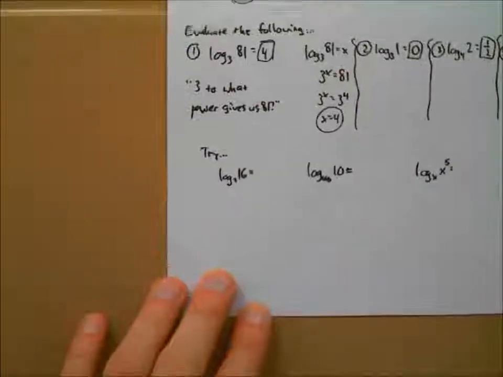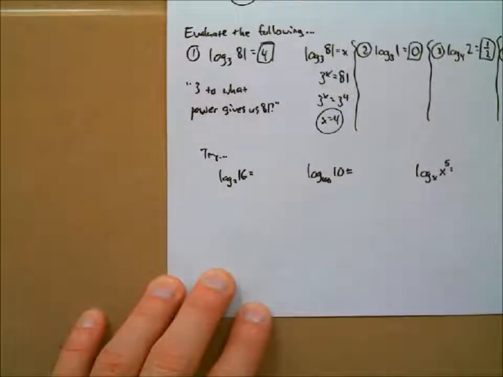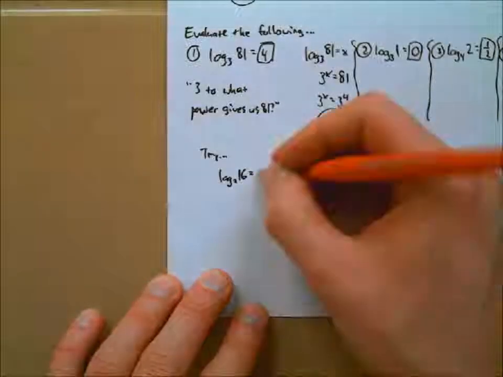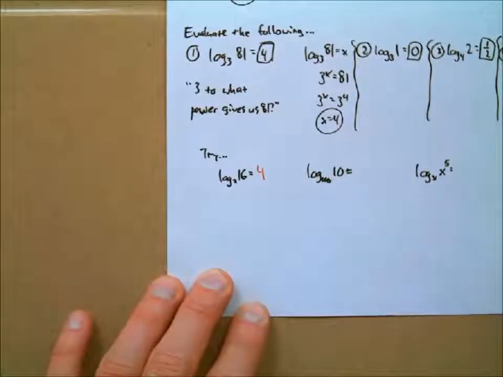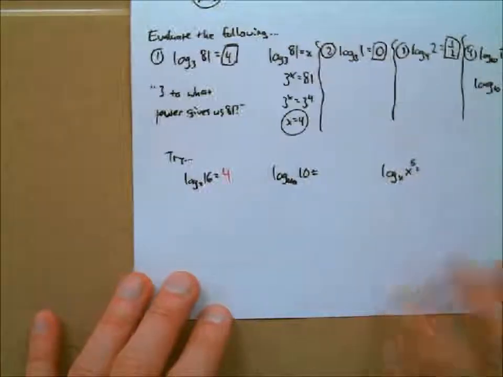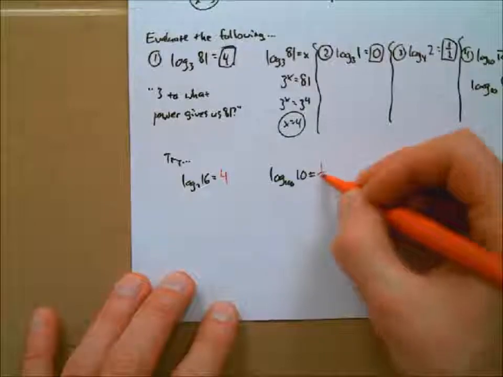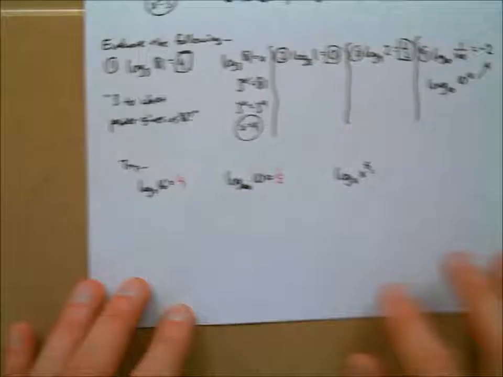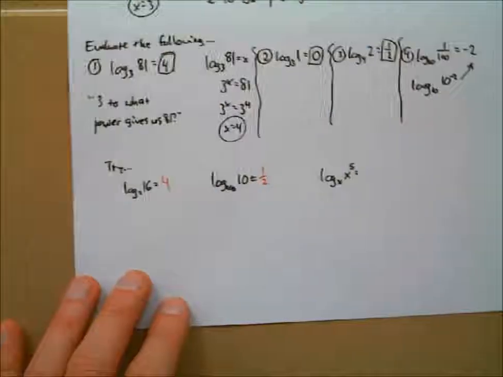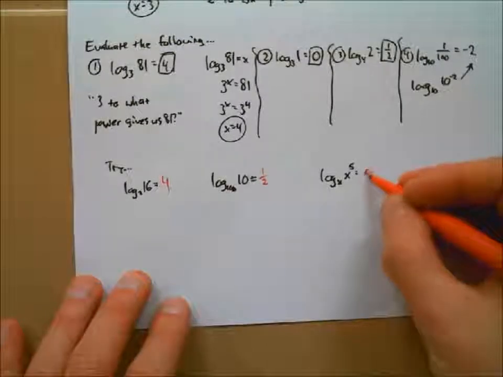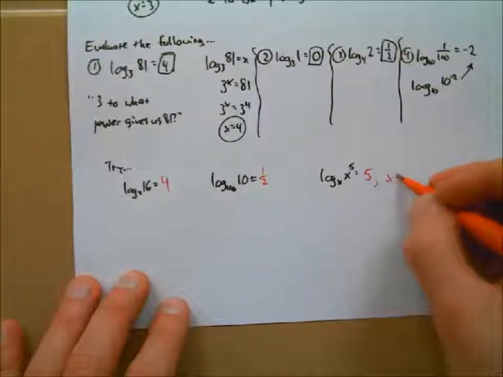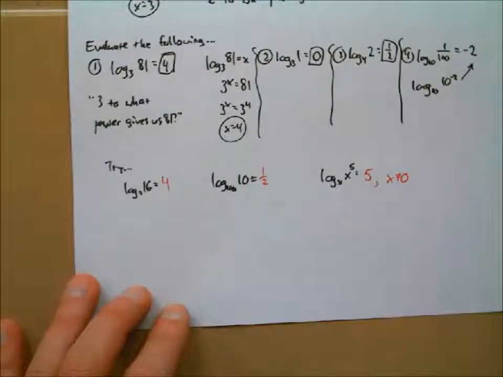Okay, log base 2 of 16 is 4. Log base 100 of 10 is 1/2. Log base x of x to the 5th is 5, x not equal to 0, right? Because if x is 0, then all bets are off there.